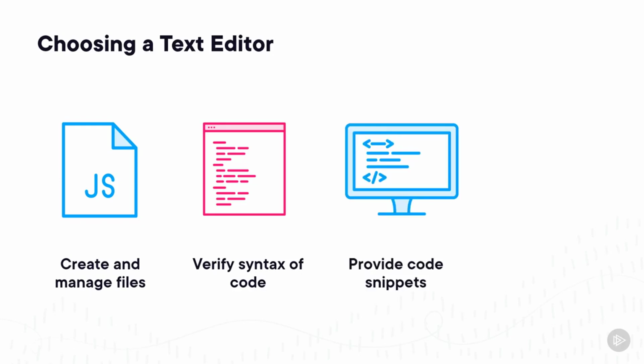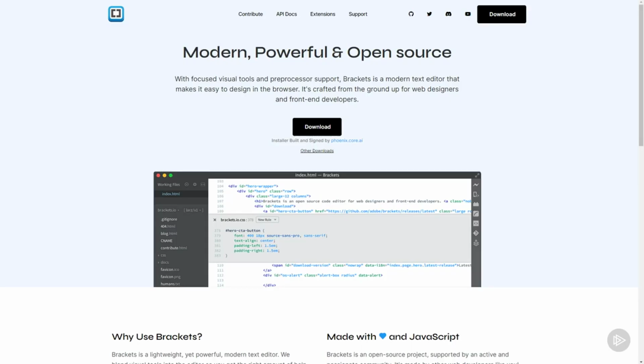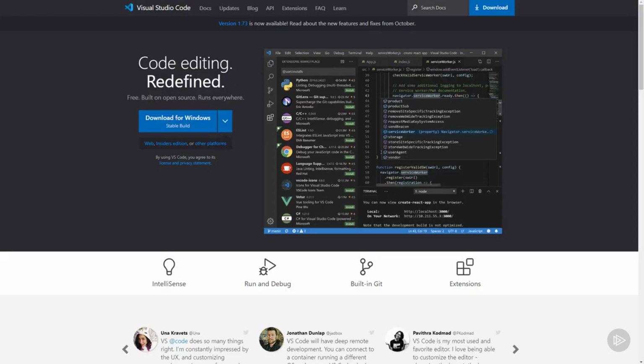These extensions will also provide snippets from frameworks such as React. This allows you to scaffold a component with the keyboard shortcut, for example. Extensions also provide utility functions, such as creating a new project. Brackets is a powerful open-source text editor built by Adobe. The editor is built in JavaScript and provides a lot of powerful extensions. I've used Brackets in the past, but my current preferred editor is Microsoft VS Code.